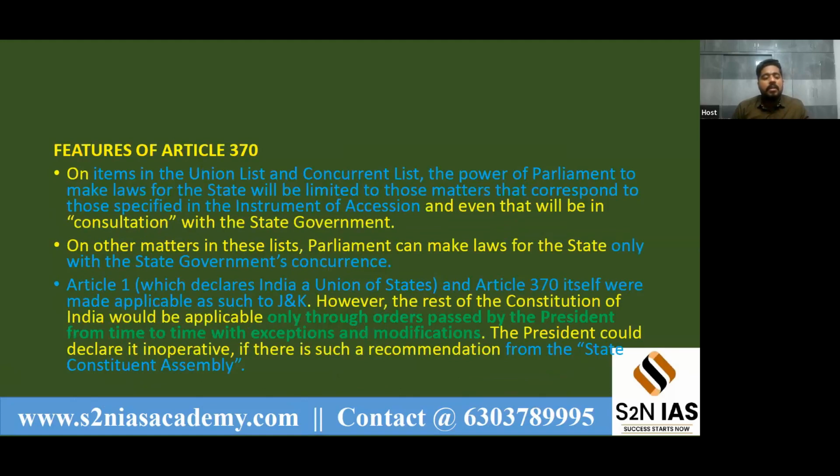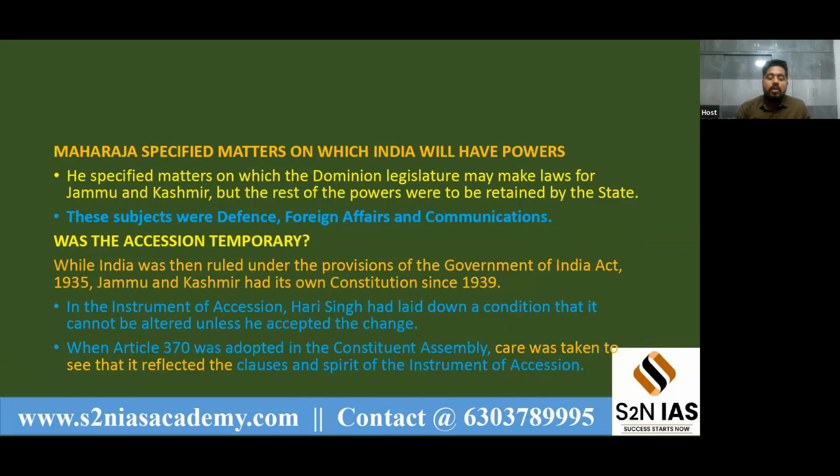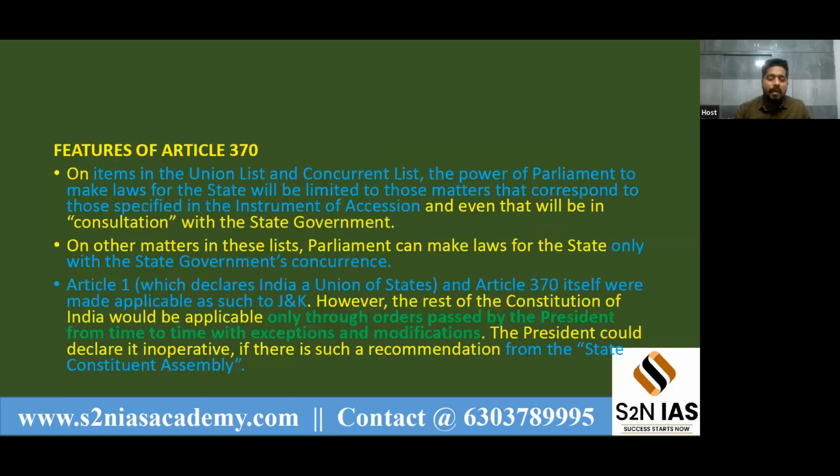Features of Article 370 and the items of the union list and concurrent list. The power of Parliament to make laws for the state will be limited to those matters that correspond to the instrument of accession. So even in the union list and concurrent list, only defense, foreign affairs, and communication matters can be eligible to become acts in the Indian Parliament.